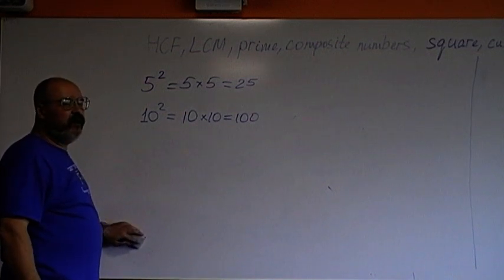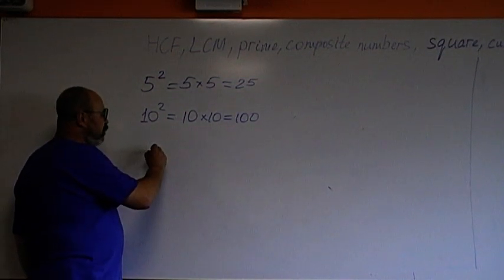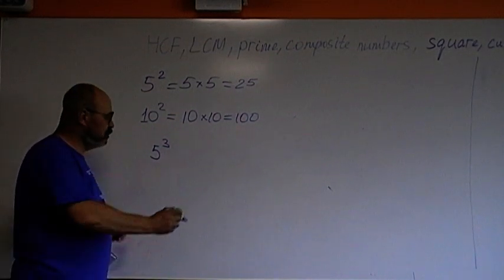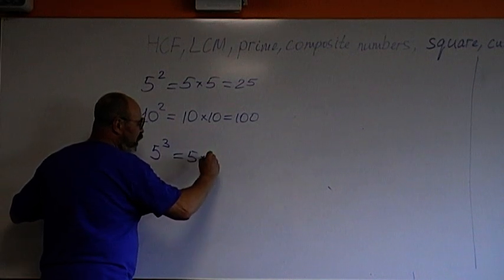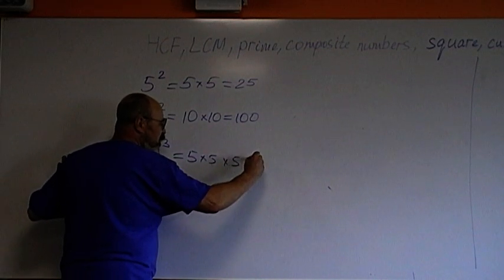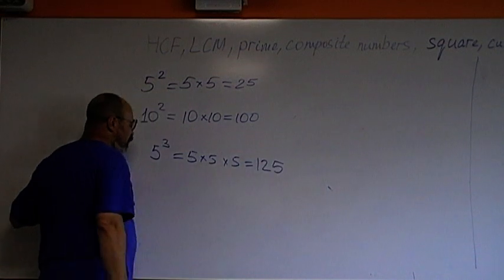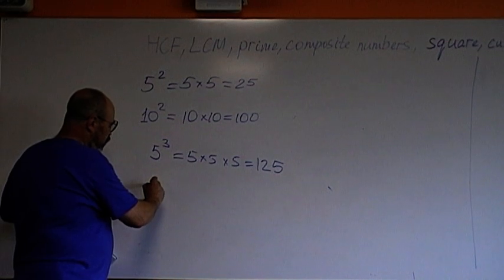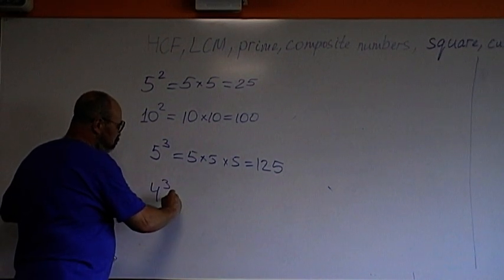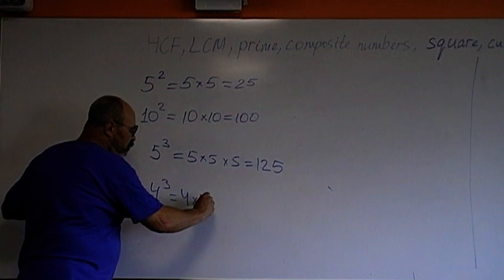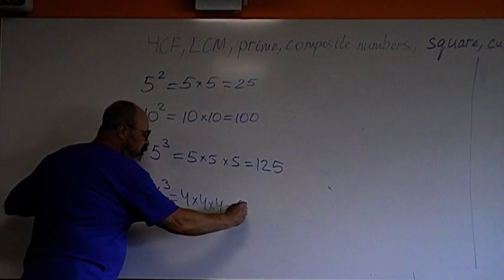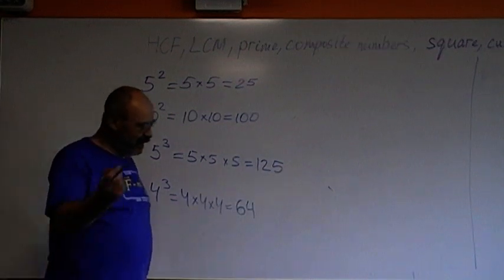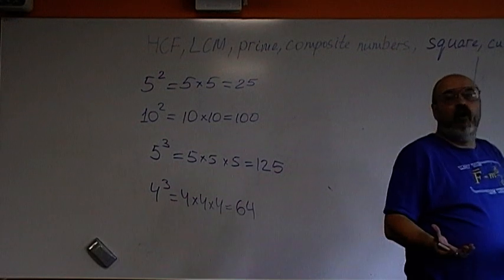Now, if I write cube, let's say 5 cubed, 5 to the power of 3, it equals 5 times 5 times 5, which is 125. If we write 4 cubed, it will be 4 times 4 times 4 equals 64. And the square root of 64 is 4. Square root is an opposite operation.